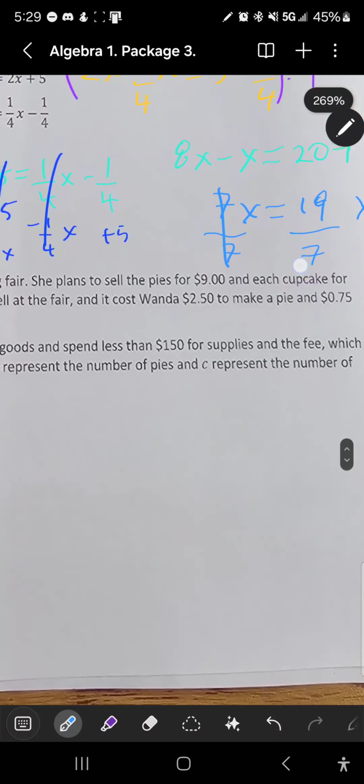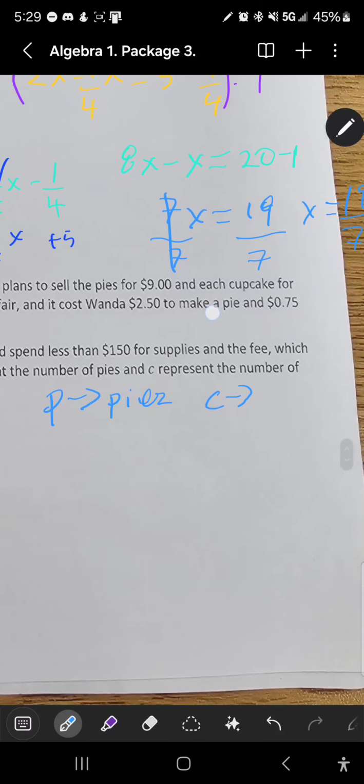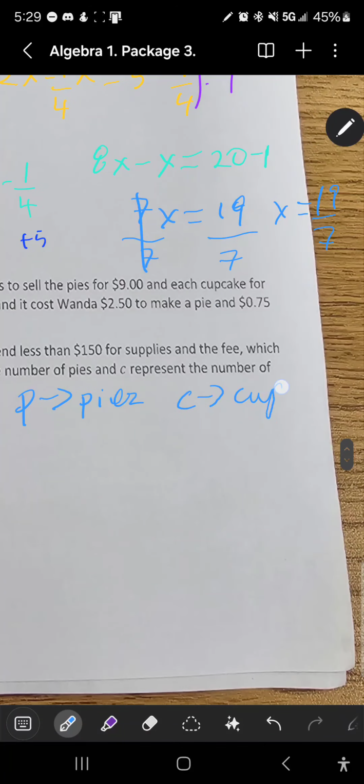So first of all, this is the first thing I'm going to say. P goes with pies. C goes with cupcakes.